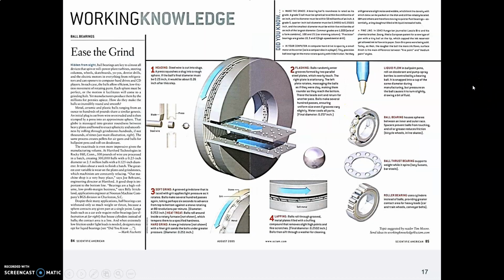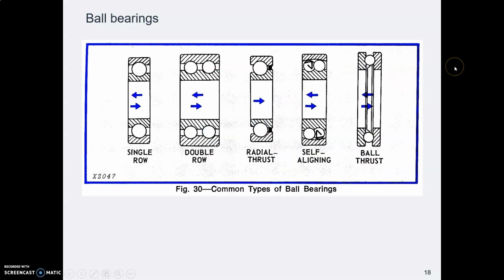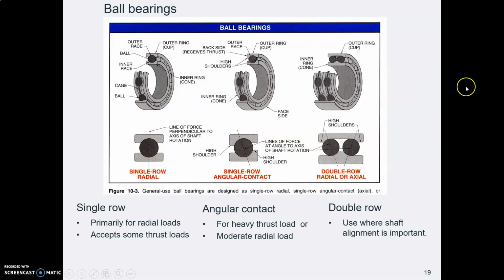I stuck in a page out of Scientific American. I thought you might be interested. It just illustrates how ball bearings are made. And ballpoint pens. So ball bearings come in various configurations. You can get single and double row, and you can get radial and thrust and so forth.